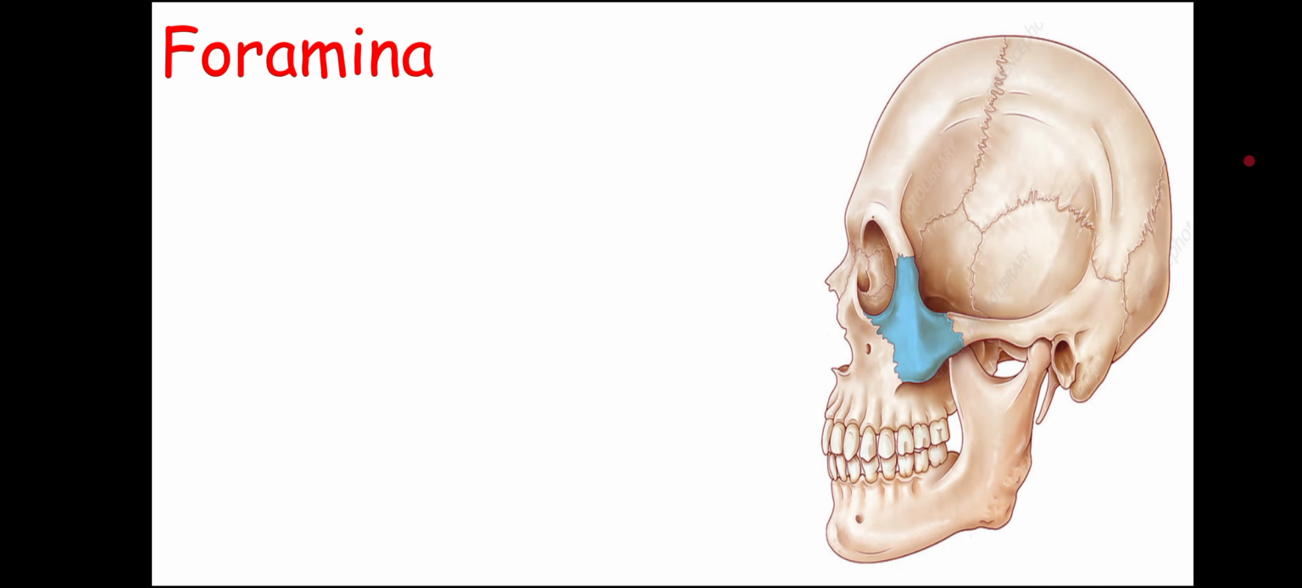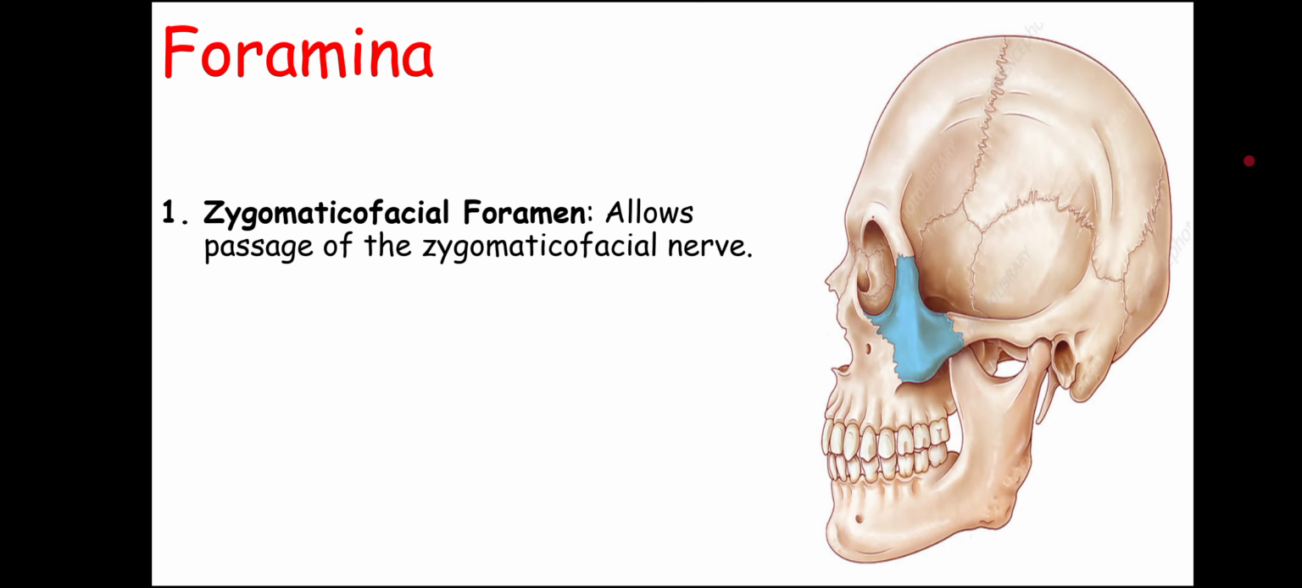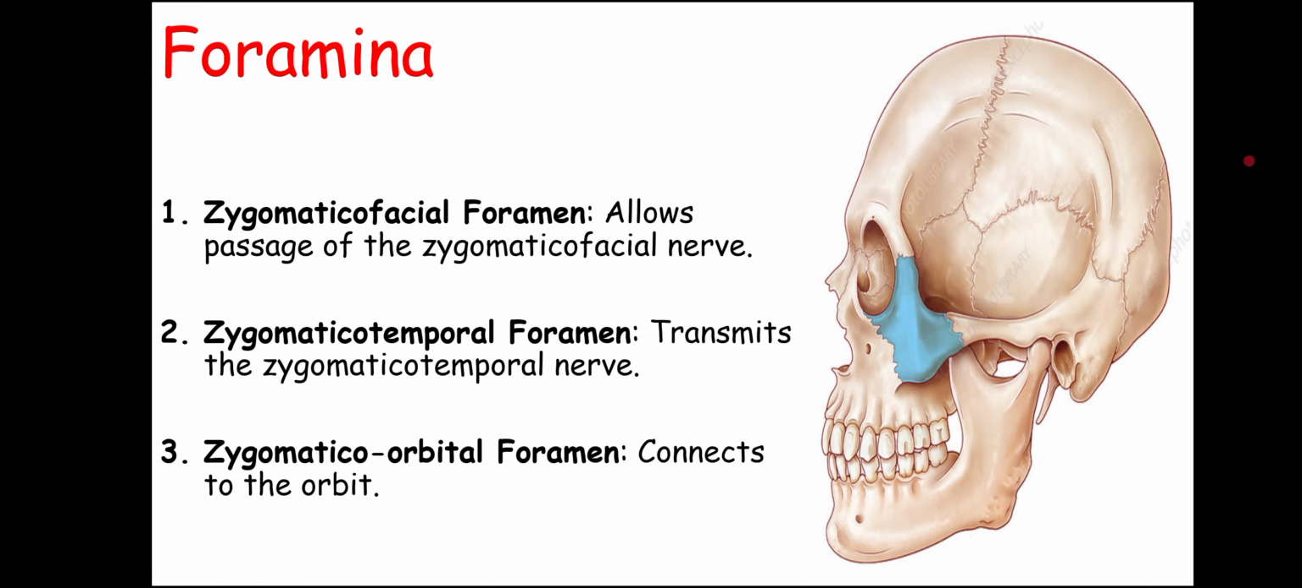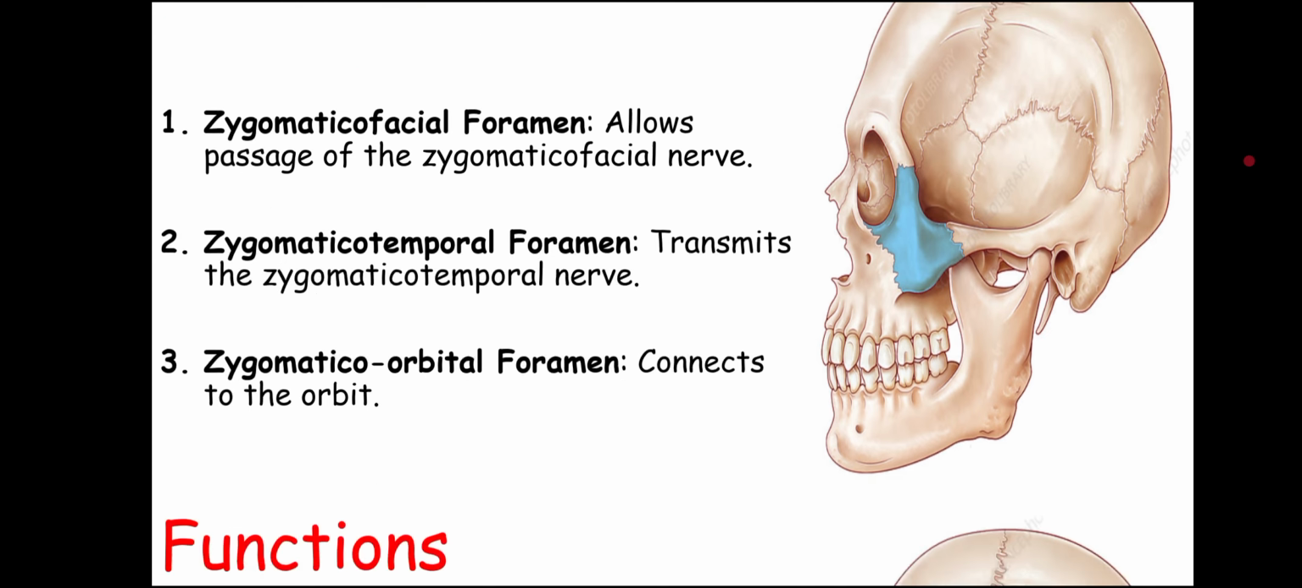Now let's talk about the foramina of the zygomatic bone. The foramina of zygomatic bone include zygomaticofacial foramen that allows passage of the zygomaticofacial nerve. The second foramen is zygomaticotemporal foramen that transmits the zygomaticotemporal nerve. And the third foramen of zygomatic bone is zygomaticoorbital foramen that connects to the orbit.